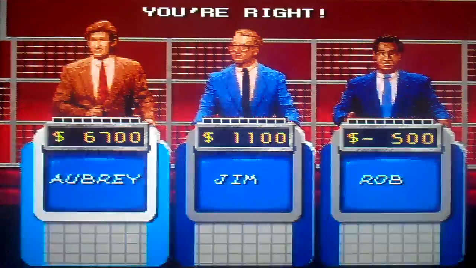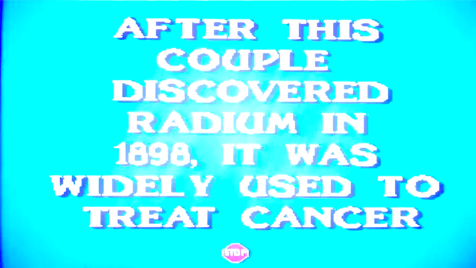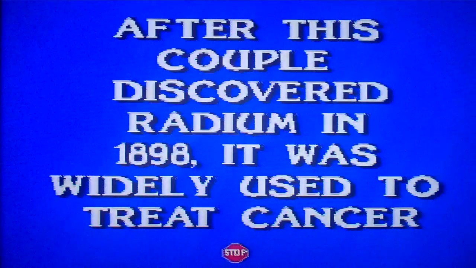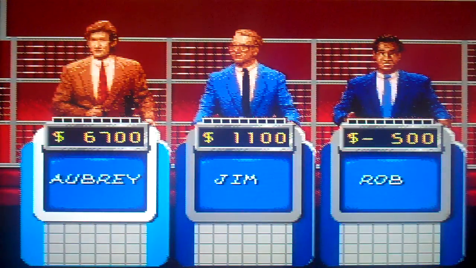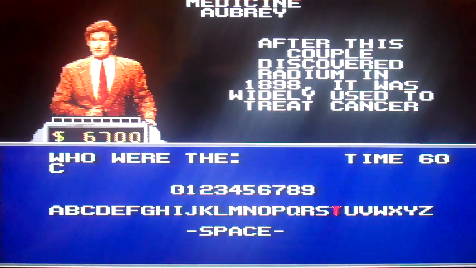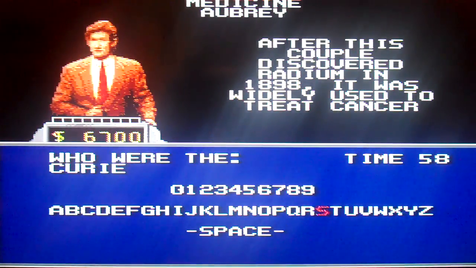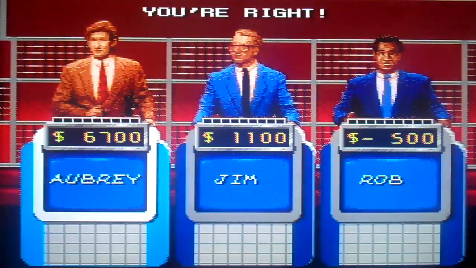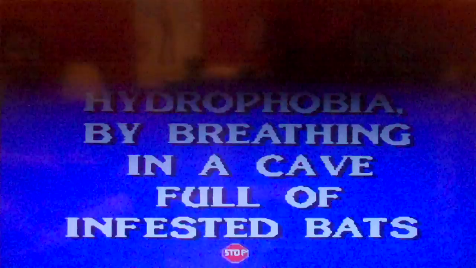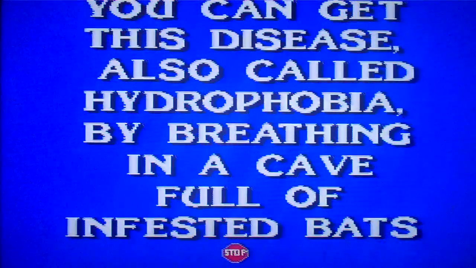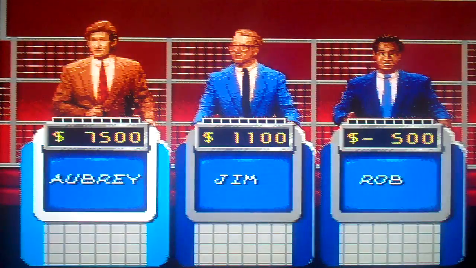Medicine 800. The answer is: After this couple discovered radium in 1898, it was widely used to treat cancer. Who are the Curies? Pierre and Marie Curie. Medicine for 1,000. The answer is: You can get this disease, also called hydrophobia, by breathing in a cave full of infested bats. What is rabies?